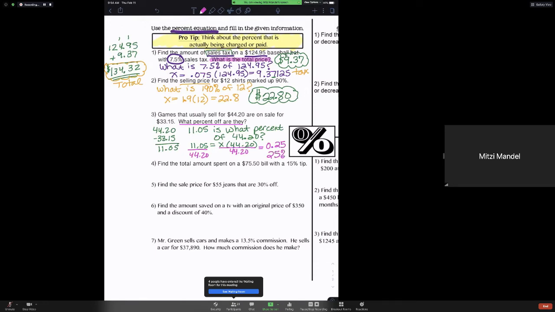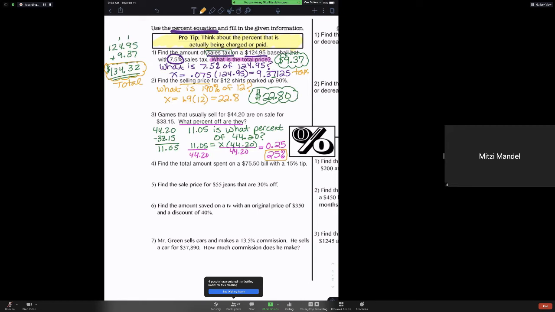So again, pay close attention to what the question is asking you to find. Always go back and read that question again and make sure you've answered it and make sure that it makes sense. So if we're going to save $11 approximately from $44, that's like 1/4 of the price, right? We saved about 1/4, about 25%. That makes sense.